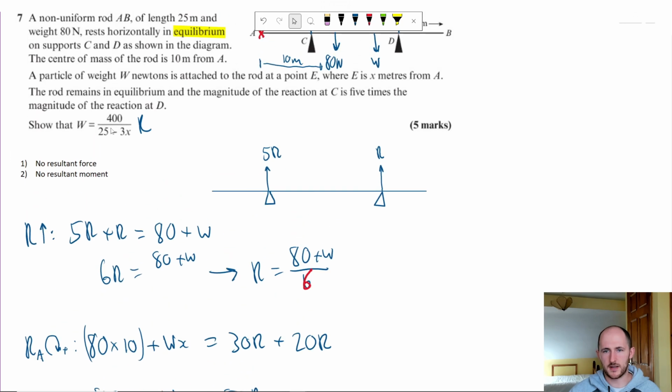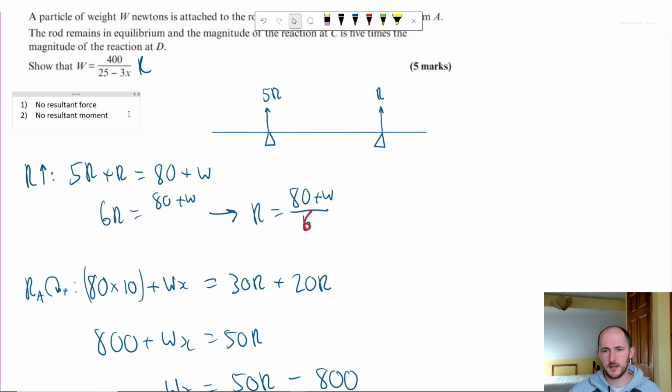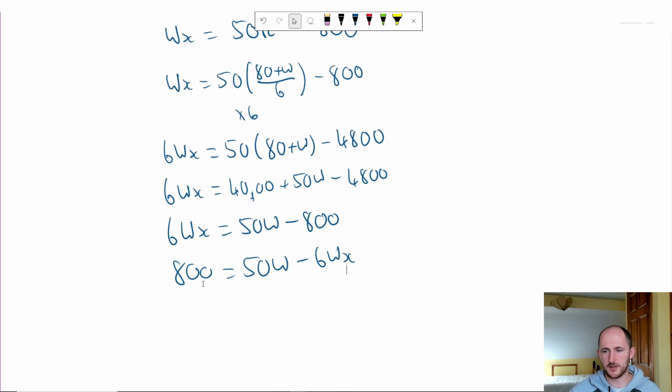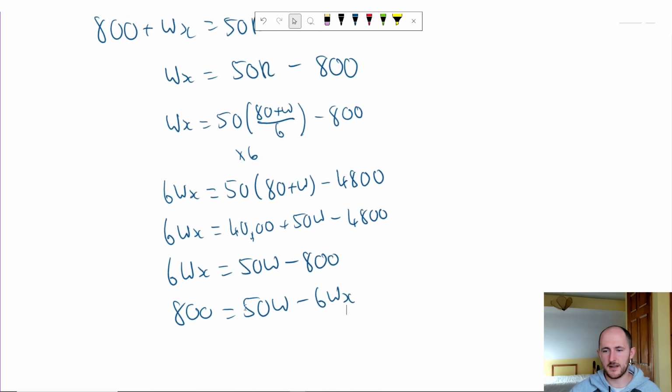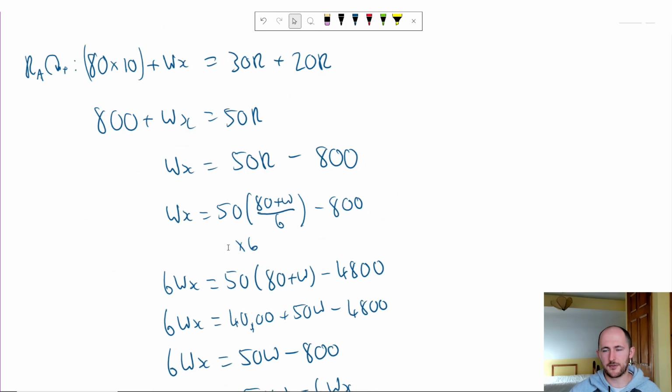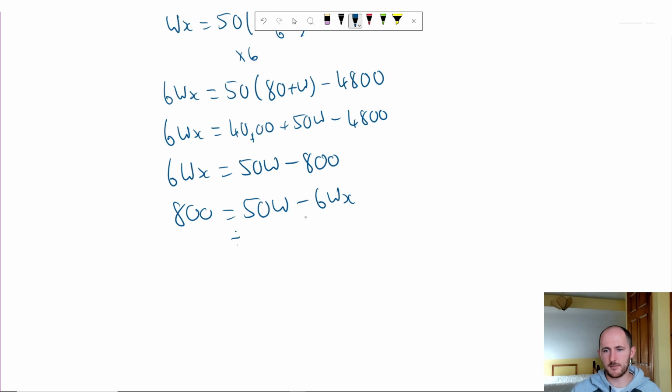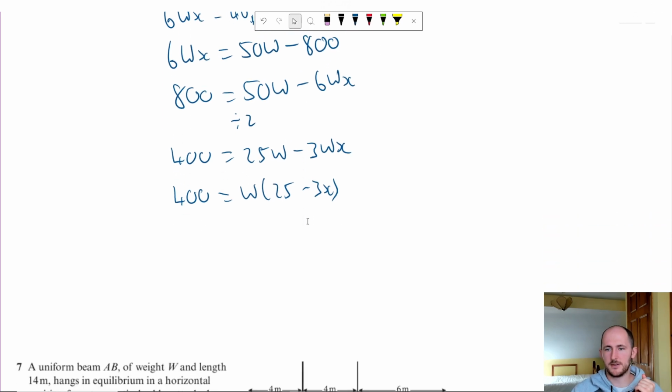If I look at the answer, I'm actually very close. We have 400, we have 800. They have 25, we have 50. They have 3, we have 6. So if I divide everything by 2, you get 400 equals 25w minus 3wx. Let's factorize out a w on the right hand side. Divide it down, and we are done.